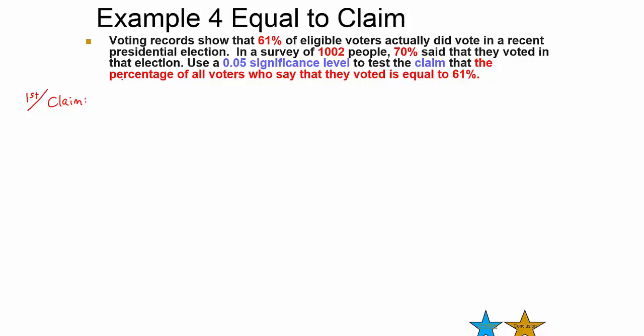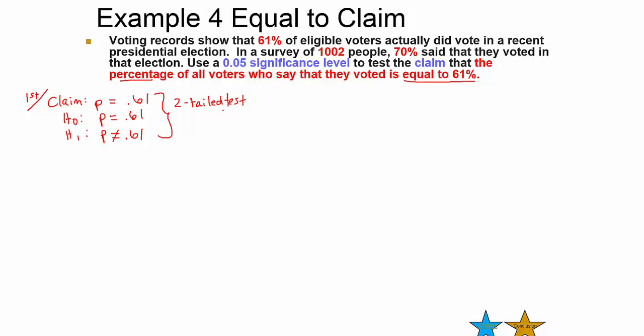Okay, so first step is I'm going to write the claim using symbols. And so since it's a claim about a percentage, I'm using P. And we want to test the claim that the percentage is equal to 0.61. Now my null hypothesis is always equal to the value. So then this time I have to come up with something else for the alternative. It cannot match the claim. So the alternative has to be not equal. When the claim involves equality, this is a two-tailed test.